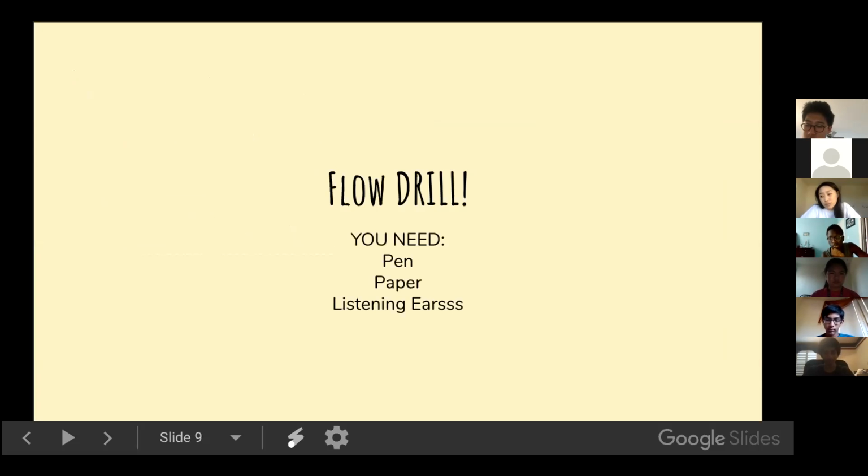Now we have our flowing drill. I will pause to see if anyone has any questions. Most likely not. Flowing can be super simple. It's about applying it. You will need a couple pieces of paper, I would say 3, and a pen and some listening ears.